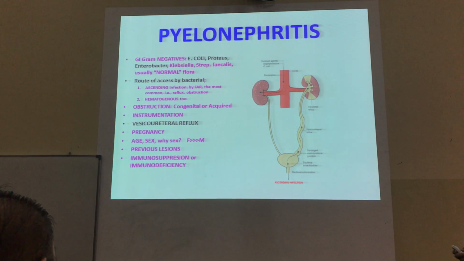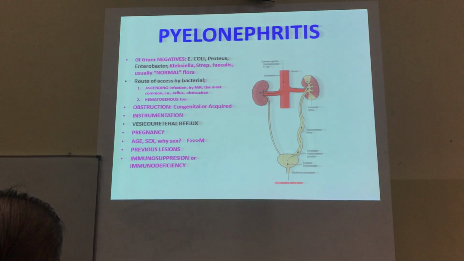Particularly it is caused by gram-negatives, for example E. coli, Proteus, and Enterobacter species. More commonly it can be other gram-negatives, for example Klebsiella and Streptococcus faecalis. These two are actually normal flora, but in patients who have decreased immunity, such as diabetics, they are more likely to become pathogenic. So these are the common organisms.